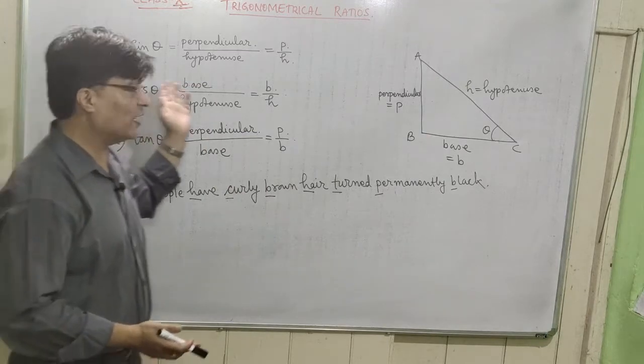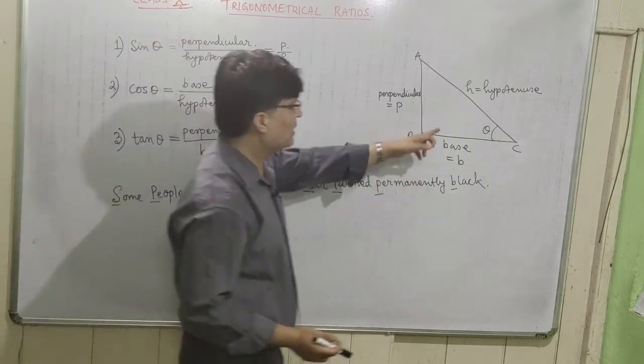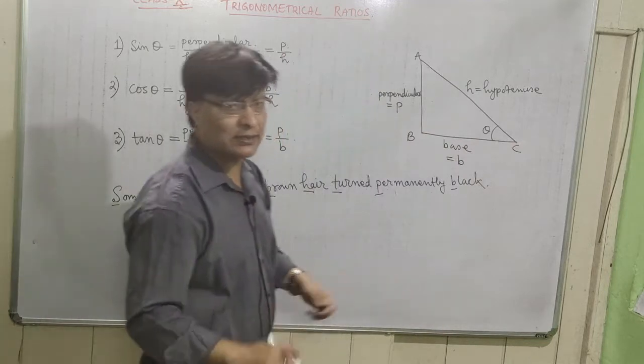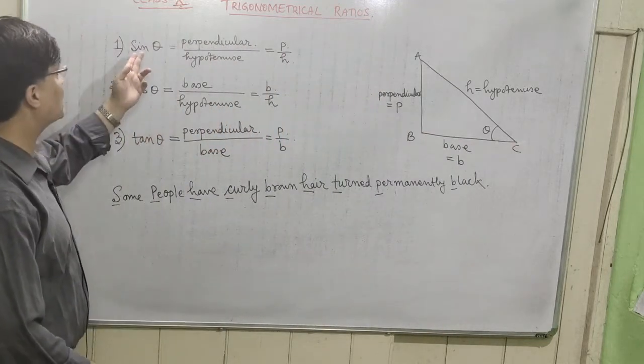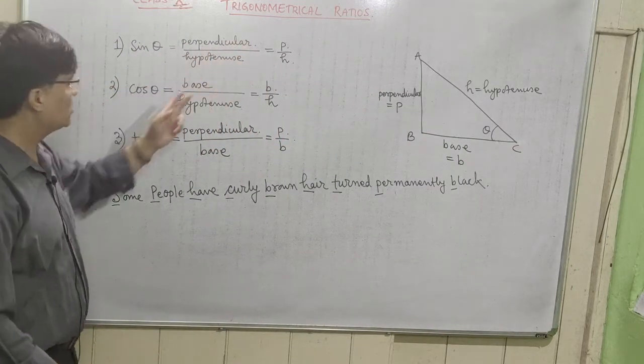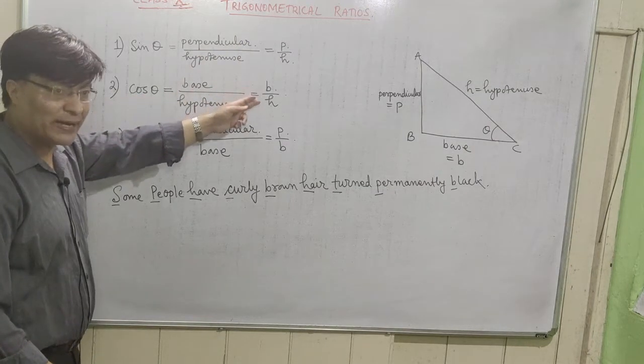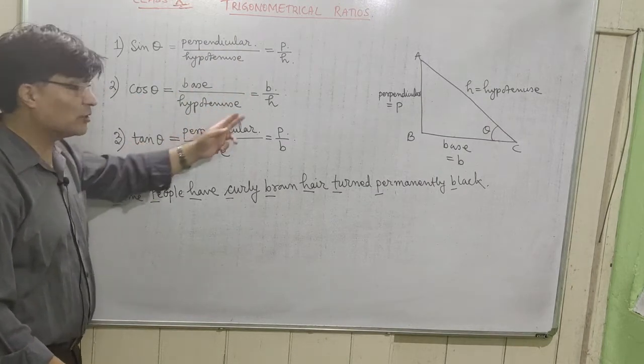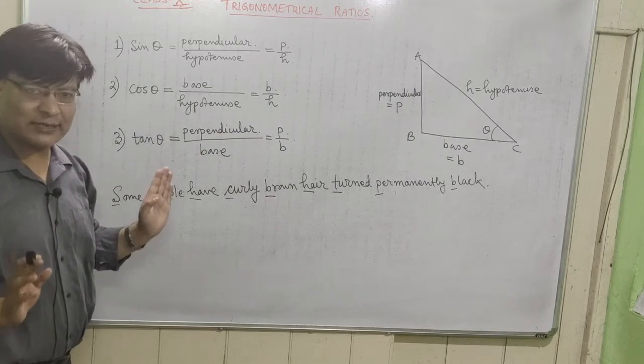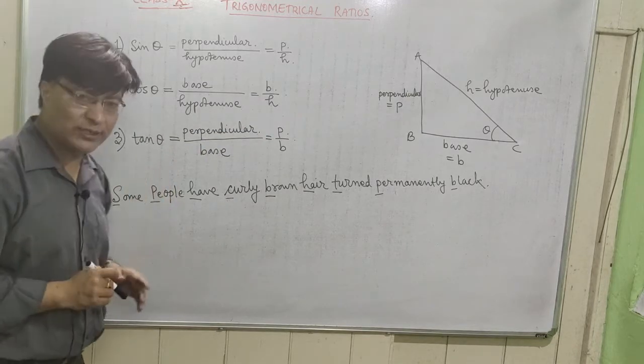So instead of alpha, you may have beta also. Instead of theta, it may be beta. So in that case, you will have sin beta is equal to P by H, cos beta is equal to B by H, and tan beta is equal to P by B. Is that clear to all of you? So I think you have understood it.